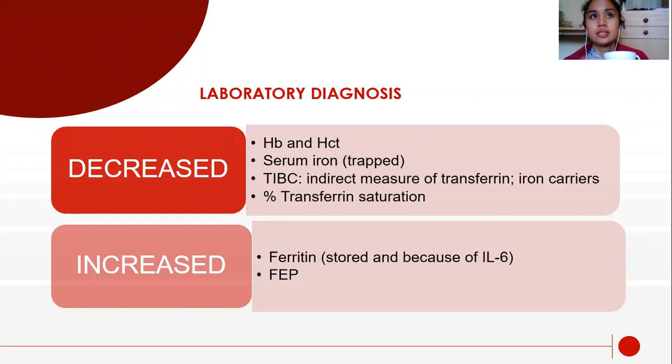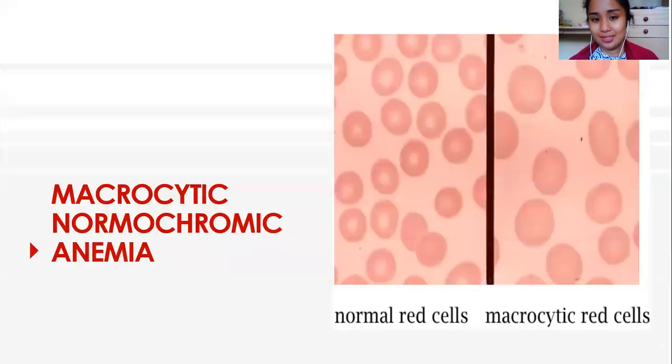Yan. So class, to differentiate iron deficiency anemia from anemia of chronic disease, look at the ferritin. Ang ferritin sa iron deficiency anemia, mababa siya. Mababa ang stored iron. Pero pag anemia of chronic disease, mataas siya because it's also an acute phase reactant. Galing, no?